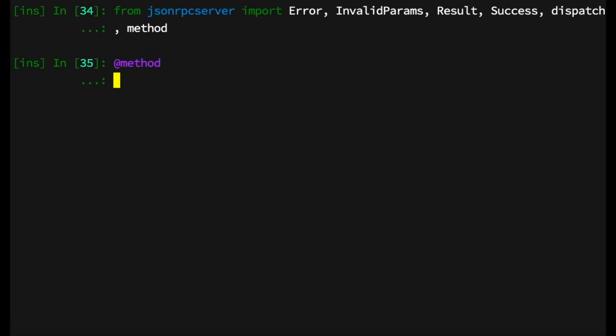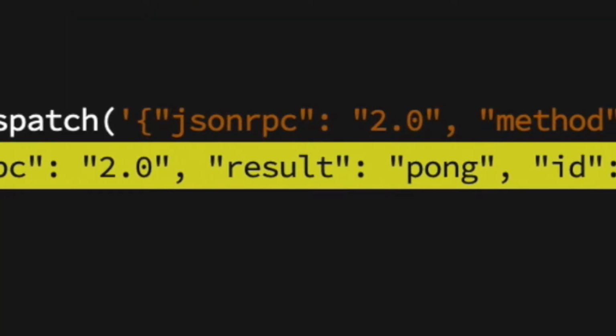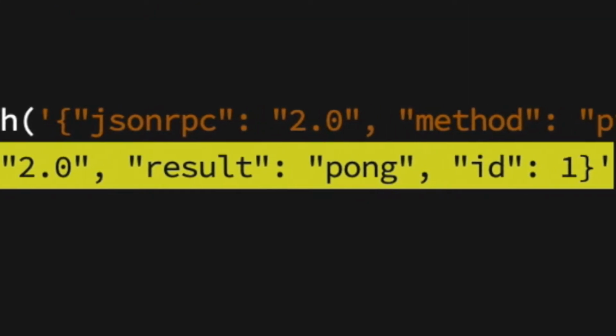So let's go ahead and write our method. We want to write a method here called ping, which returns a result of pong, a string. So here is the first change to the library in version 5. In the previous version, you would just return a value, which was any JSON serializable value from the method, such as a string. In our case, we want to return the string pong, and the library would then take that return value and put it into the result part of the response message.